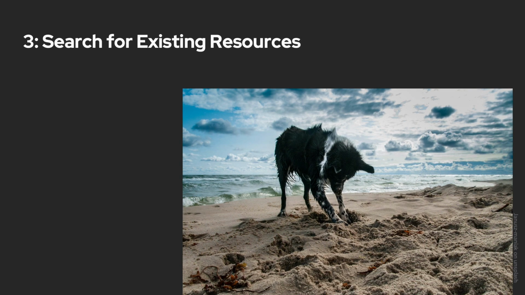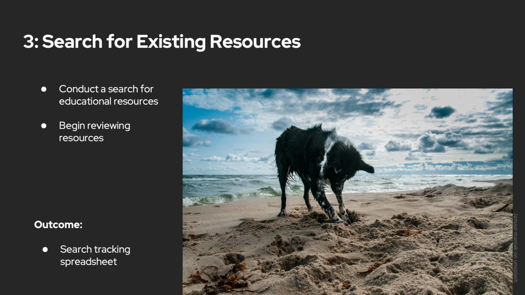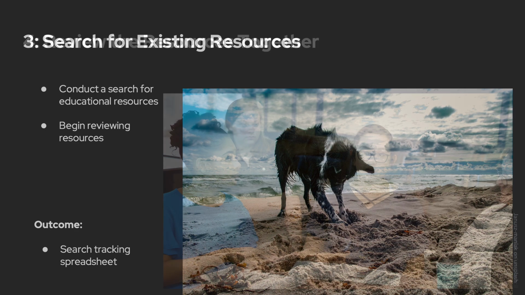The third step is to search for existing resources. In this step, we work together to find resources about the topic that are already out there. We rely on our existing knowledge, extension resources, and online searches. We use what we learned from the community to begin reviewing the resources. By the end of this step, we have documented all the resources we found in a search tracking spreadsheet and have narrowed the list from dozens of resources to fewer than 10.